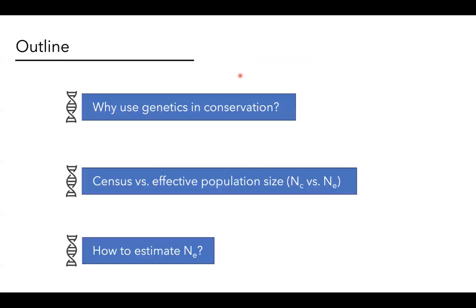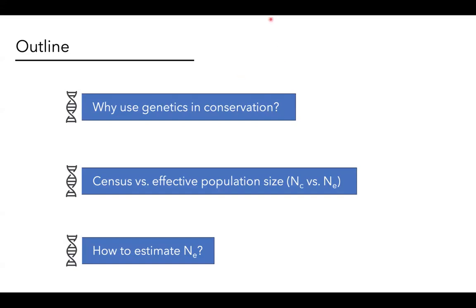So for the outline for my talk, I'm going to focus on three basic sections. First, why we might want to use genetics in conservation. What can genetic data help tell us that maybe field data has trouble addressing? And then I want to dig a little bit into theory. I hope it's not too off-putting, but I want to talk about these concepts of census population size versus effective population size, or Nc versus Ne respectively, and how those concepts are different and why it's really important to understand that difference. And then I'm going to spend the bulk of the time talking about how we estimate effective population size, different types of data we can use, and different types of methods we can use.